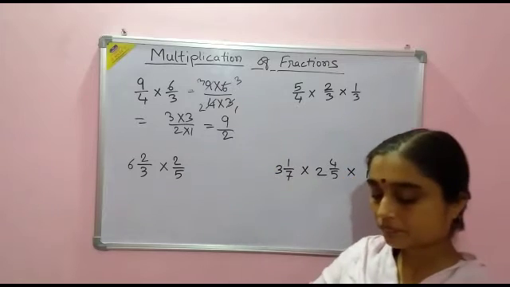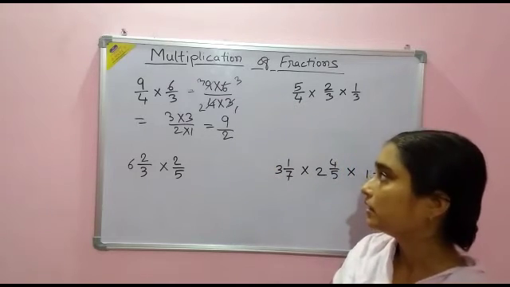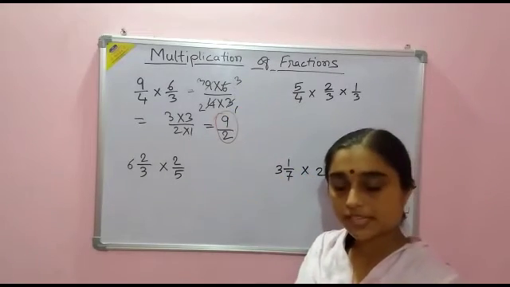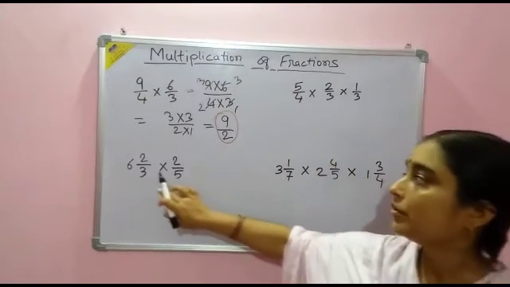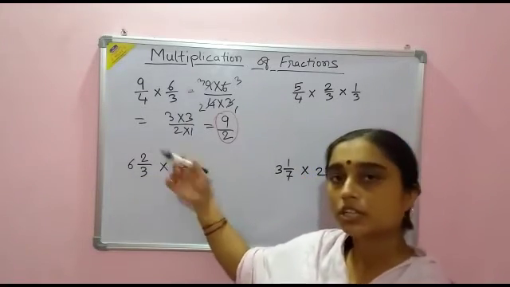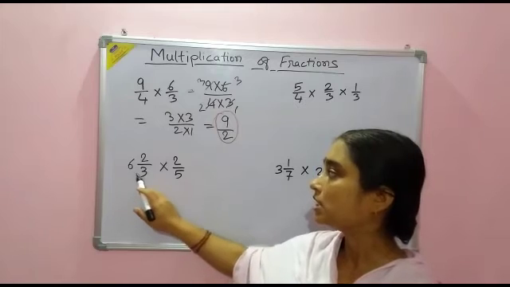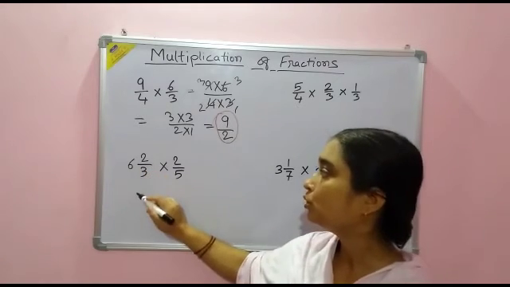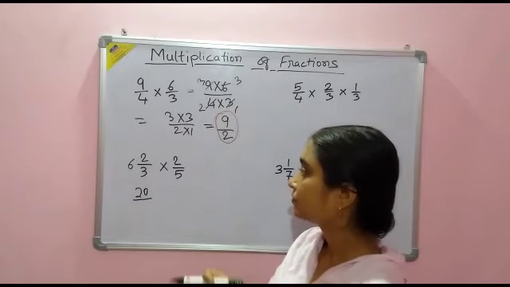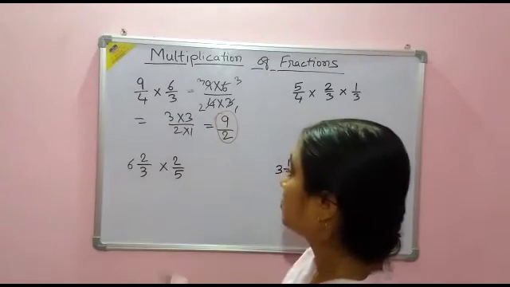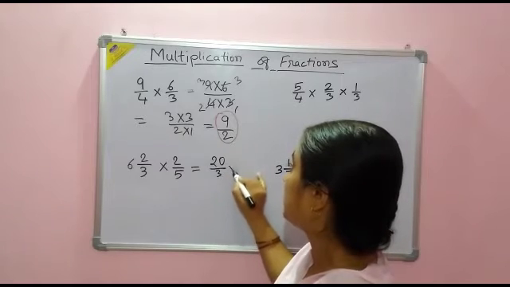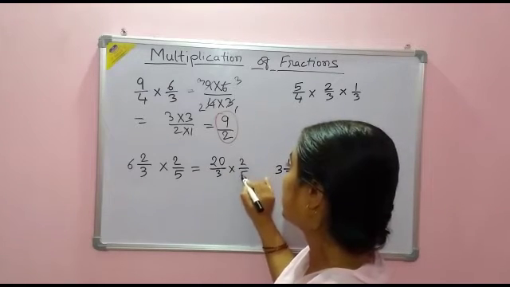That is our answer. What is the answer? 9 by 2. Yes. Now see, when we have a mixed fraction, what do we do? We convert it into an improper fraction. 6 3s are 18 plus 2, 20. So what we get is 20 by 3 multiplied by 2 by 5.